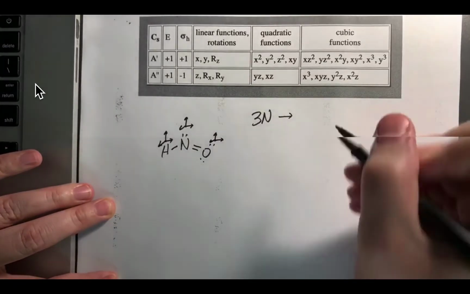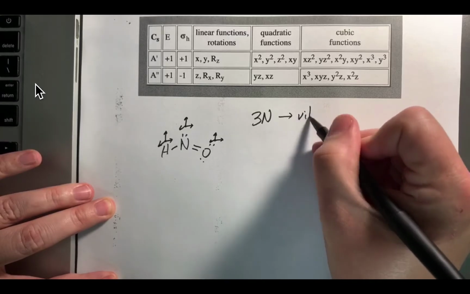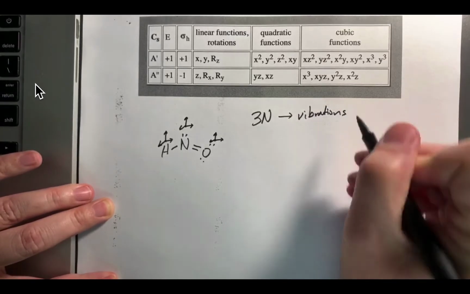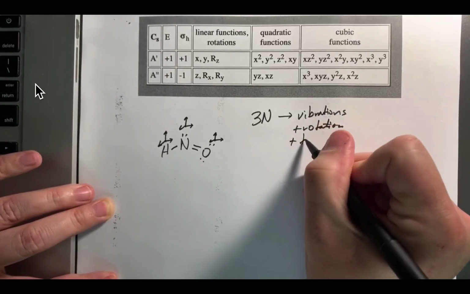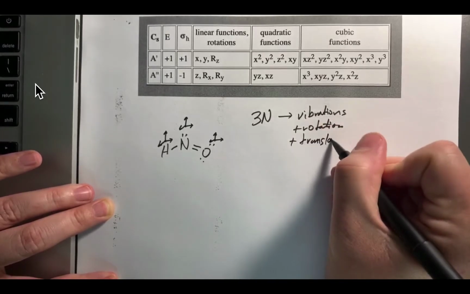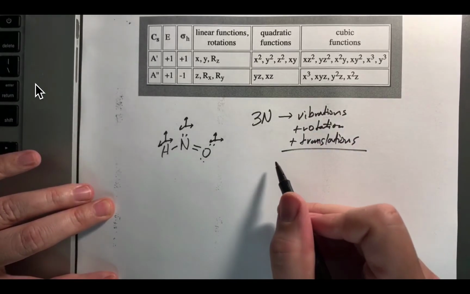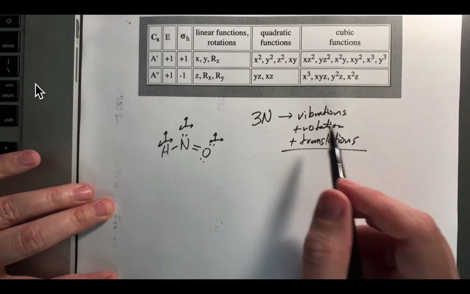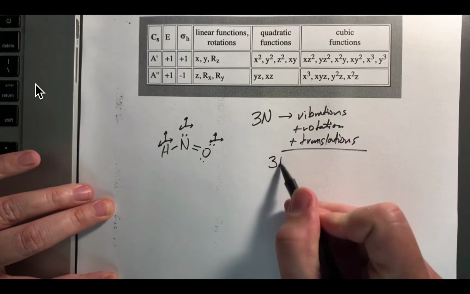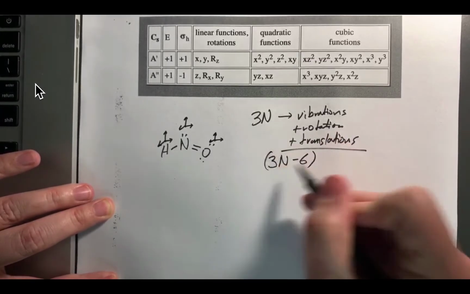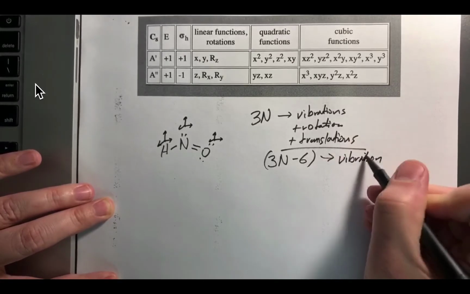And this is where this name 3N analysis comes from. This will give us the symmetries of the vibrations plus rotations plus translations of the molecule. We will take this and subtract out the rotations and translations. We'll see there's a really nice way to do that. And it'll give us the 3N minus 6 vibrations. So we'll be able to figure out the symmetries of the vibrations for this molecule.